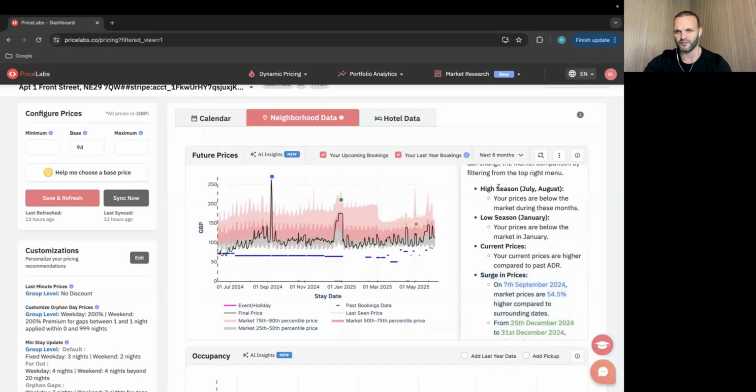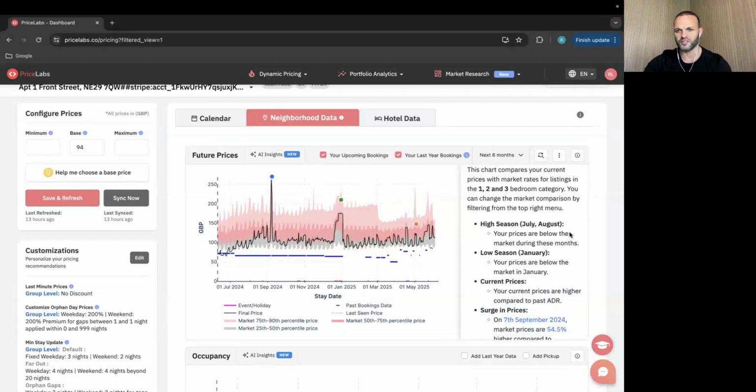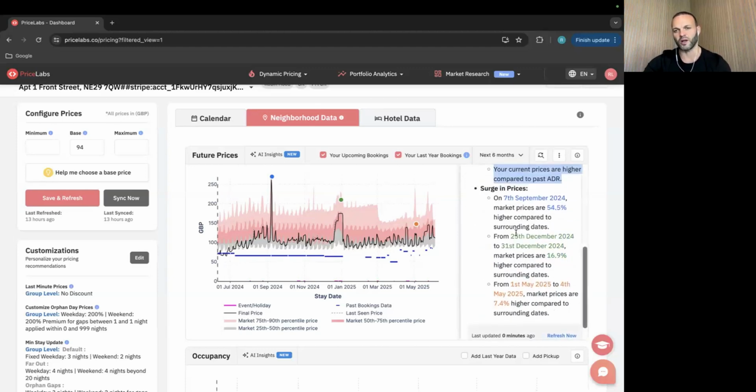So for me, it gives you like high seasons, so your prices are below the market during these months, your prices are below the market in January, your prices are higher compared to the past average daily rate. So that's just giving you a bit of an insight as to what's going on. This bit here is quite cool. So on 7th September 2024, market prices are 54.5% higher compared to surrounding dates.